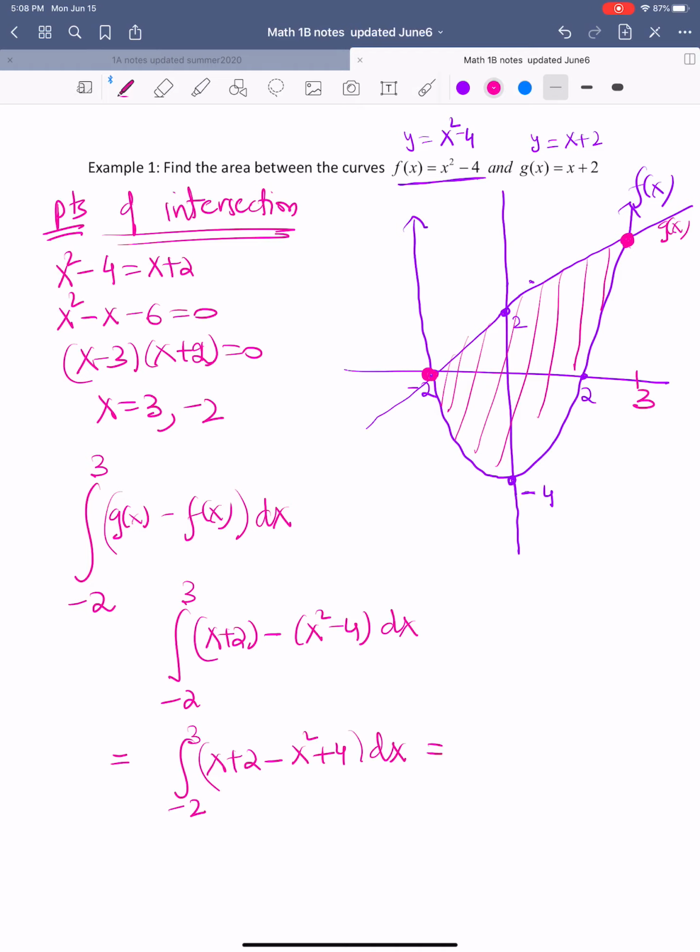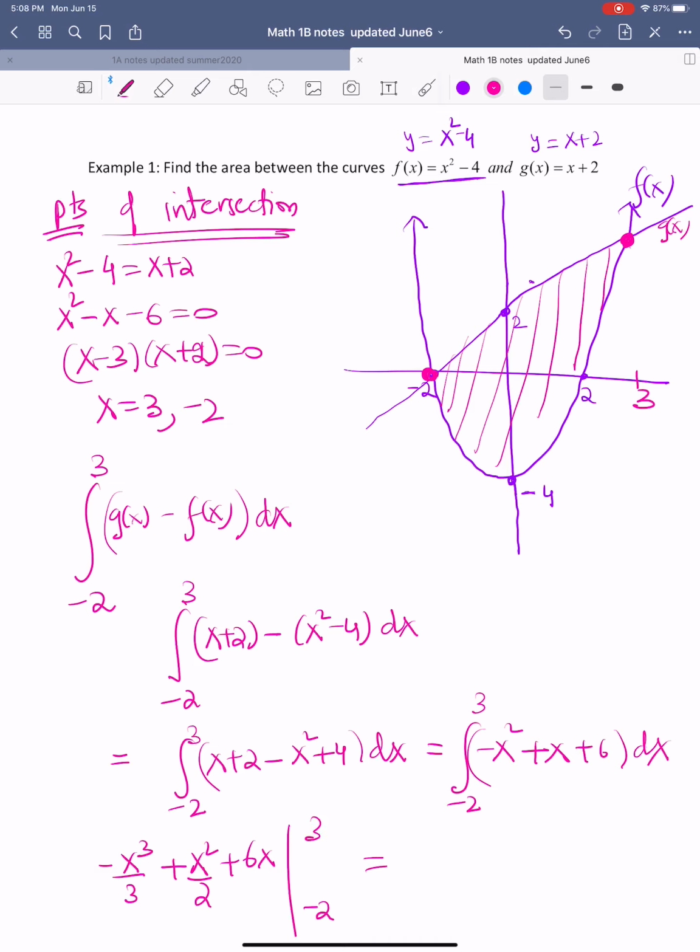Let's simplify it a little. There are like terms. We have negative x squared plus x plus 6 dx. And when I do the integration, we have negative x to the third over 3. Let me make it neater. Negative x to the third over 3 plus x squared over 2 plus 6x. And the bounds are from negative 2 to 3.